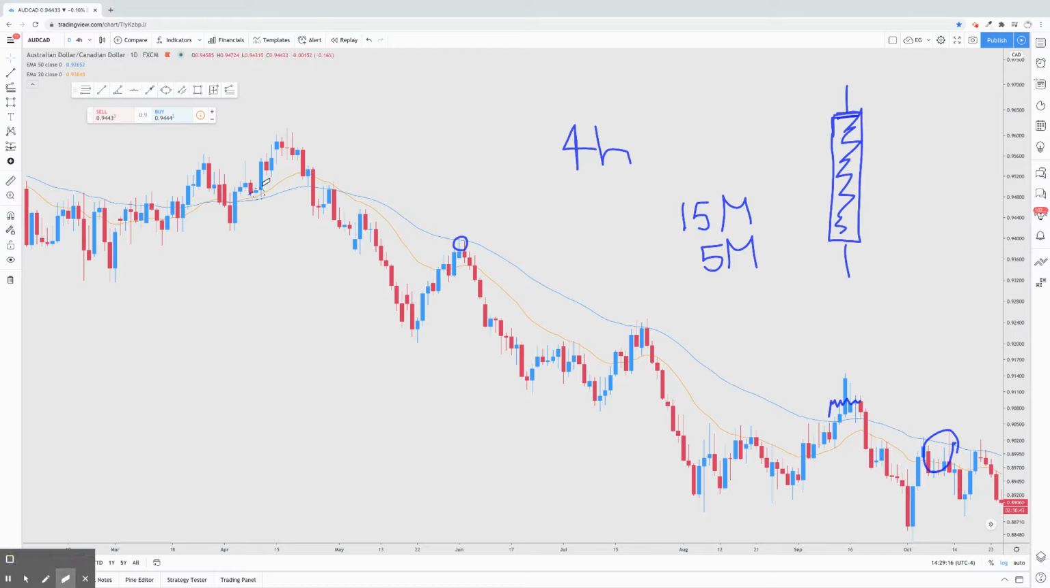But basically, that's it when we're looking at dynamic support and resistance. That's all you're really looking at. I just hadn't really covered it in depth in a video, so I wanted to break it down super easy, super simple. And I think that's really everything I wanted to say.